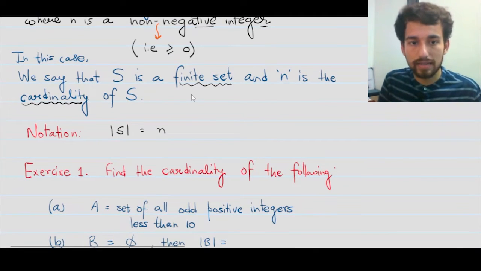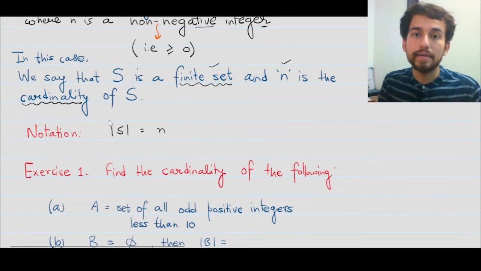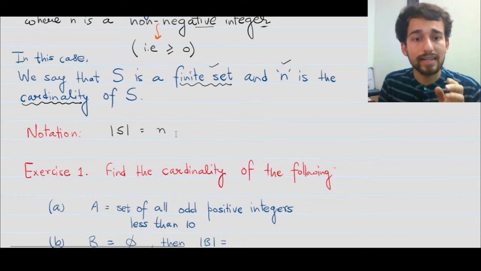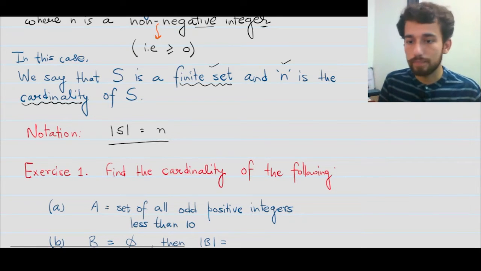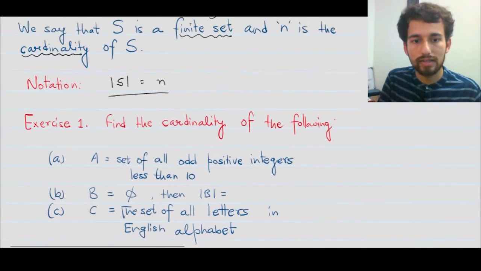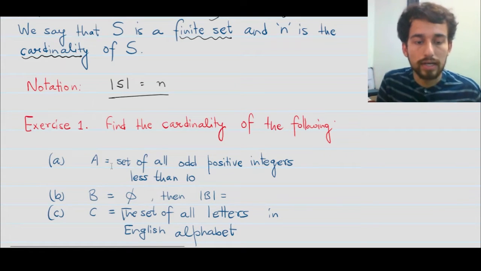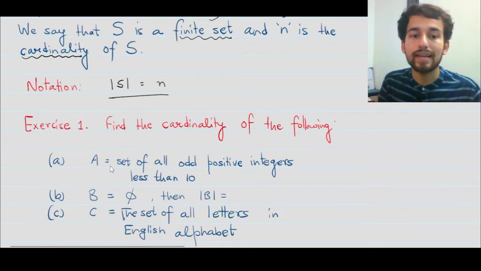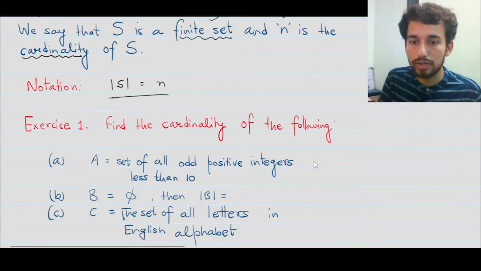And in this case, we say that this set S is a finite set, and this n is the cardinality of the set S, and it is denoted by this notation. Now here are some good exercises, very easy exercises, but you should try them yourself. In part 1 you are asked to find the cardinality of the set A, where A is the set of all positive integers less than 10. Let me do it for you. I assume you will do the remaining ones.